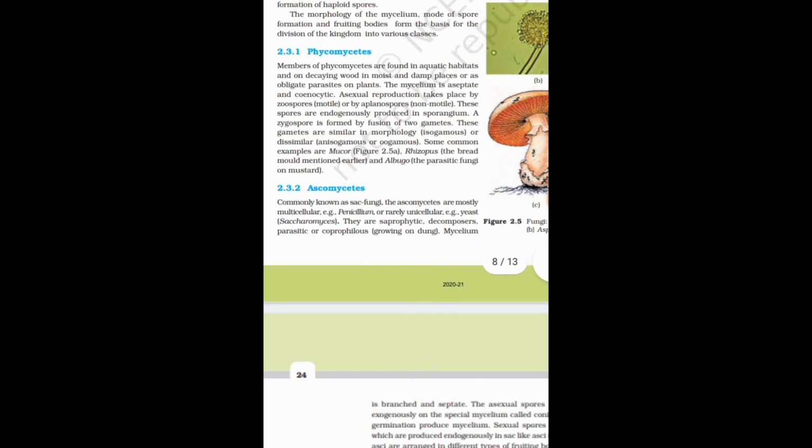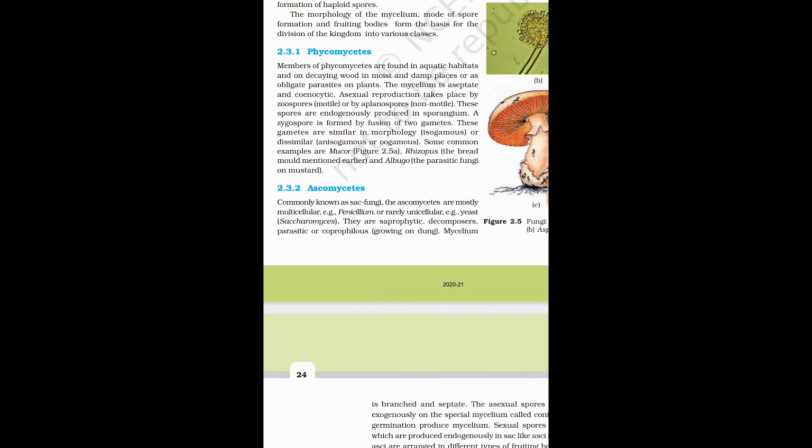The morphology of the mycelium, mode of spore formation, and fruiting bodies form the basis for the division of the kingdom into various classes. 2.3.1 Phycomycetes. Members of Phycomycetes are found in aquatic habitats and on decaying wood in moist and damp places or as obligate parasites on plants. The mycelium is aseptate and coenocytic. Asexual reproduction takes place by zoospores (motile) or by aplanospores (non-motile).